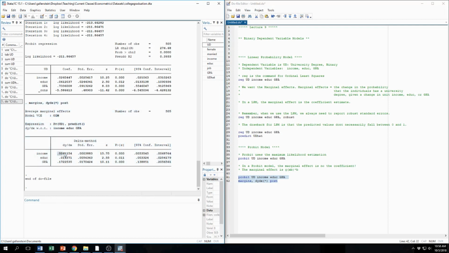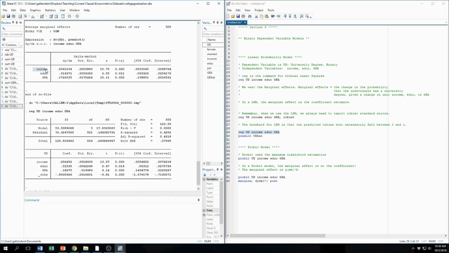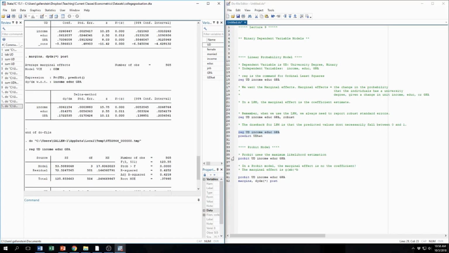Now these values are our marginal effects. You'll notice these are very similar to our linear probability model. Let me rerun our linear probability model just for comparison's sake. Here are our marginal effects from the probit model, and here are our coefficient results, which are the same thing as the marginal effects for the linear probability model. You see they're very similar. Income is 0.006, this is 0.006. Education is 0.015, education is 0.014. Very, very similar results.